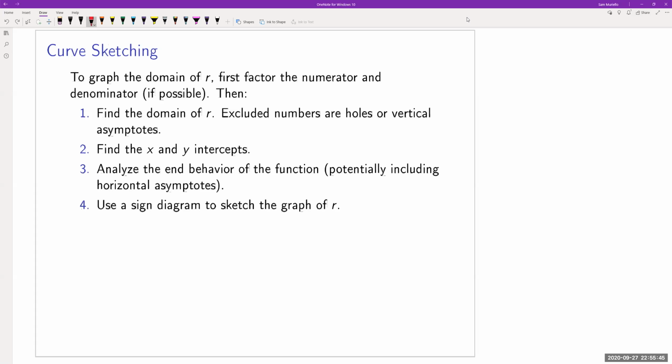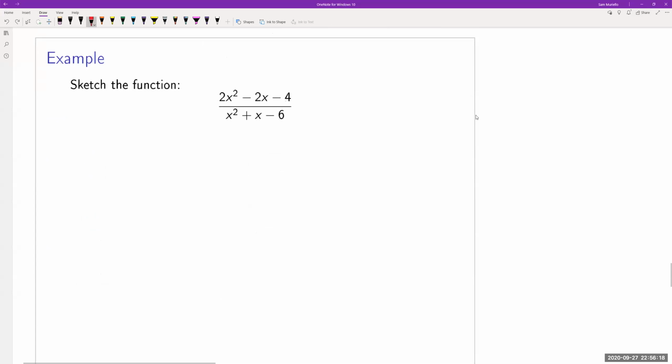Finally, the end behavior of the function is going to be determined by looking at the degree of the numerator and the denominator and comparing the leading terms, just like we did in the previous examples. The last thing we'll do is use a sign diagram, just like we do when solving inequalities, to figure out where the graph is positive or negative. This will allow us to connect the dots of all these important values and determine a good sketch of the graph. Let's go through one full example in detail here.